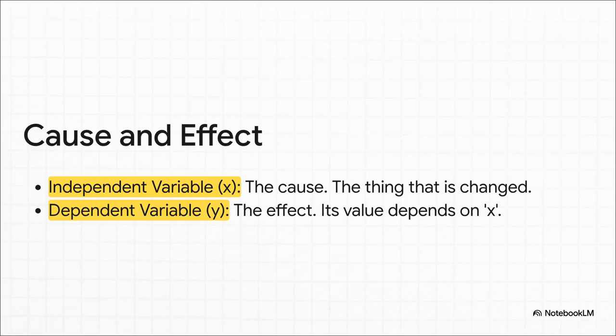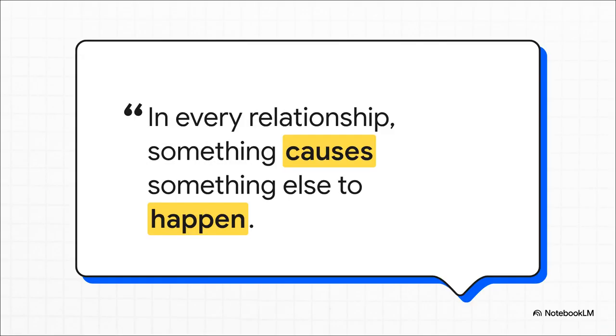That's it. The independent variable, our x, that's the cause. It's the thing you control or change. And the dependent variable, y, well, that's the effect. Its value completely depends on whatever x happens to be. Simple, right? And this right here, this is the big idea that the entire thing is built on.